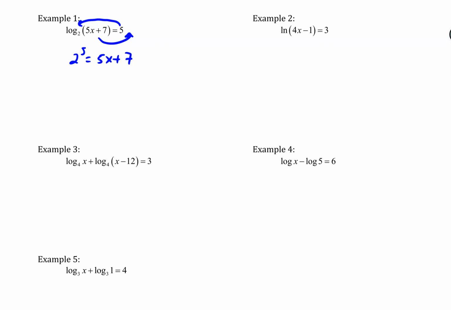So 2 raised to the 5th, that's what, 32. So I get 5x plus 7 is equal to 32. Let's subtract the 7 from both sides. That gets me 25 equal to 5x, which means x would be 5. So that allowed us to solve for x. As always, for any equation really, I recommend that you plug it back in, simplify and solve to see that it worked through a check.